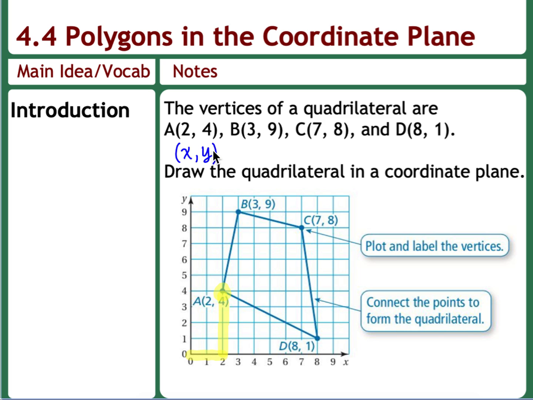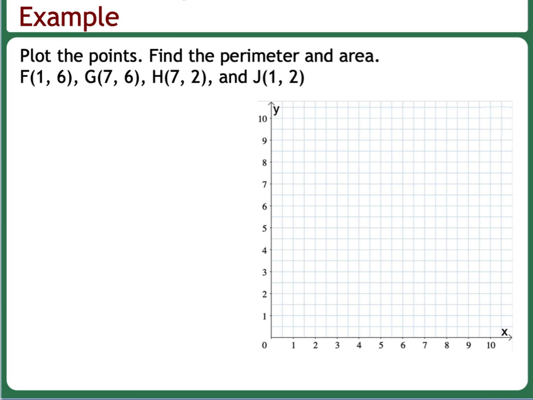So let's go ahead and look at an example where we can plot some points. In this example, we're asked to plot the points, find the perimeter, and the area. So we have F. Point F is at 1, 6. Remember, first value is the x, second value is the y. We are dealing with just quadrant 1 for this. And notice there are half units available.